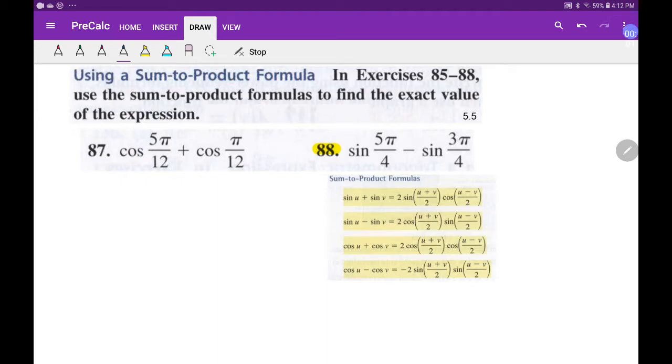The sum to product formula is helpful here because I honestly don't have a reference triangle for 5 pi over 12 or 1 pi over 12. That's just a little too specific for me.